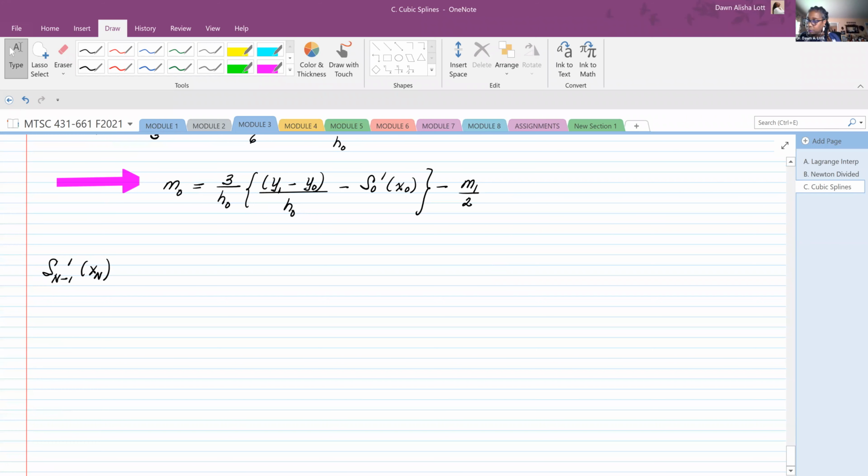Okay. And then this is Mn over 3 times Hn minus 1 plus Mn minus 1 times Hn minus 1 over 6 plus Yn minus Yn minus 1 all over Hn minus 1. So now you can find Mn.